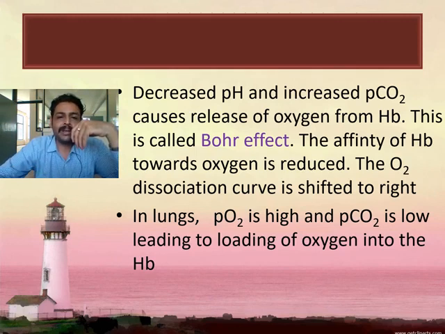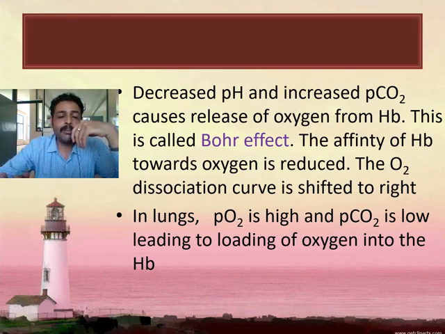So the decreased pH and increased PCO2 cause the release of oxygen from hemoglobin. This is called Bohr effect. When acidity increases, when PCO2 increases, the unloading of oxygen will be faster. Always remember this term, faster unloading of oxygen. So the affinity of the hemoglobin towards oxygen is reduced, and the oxygen dissociation curve shifts to the right.